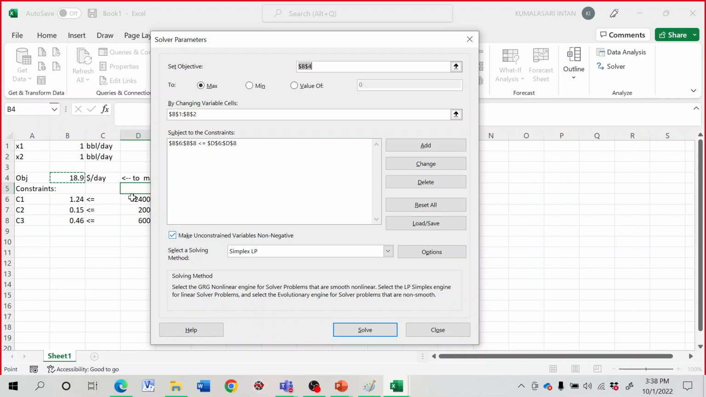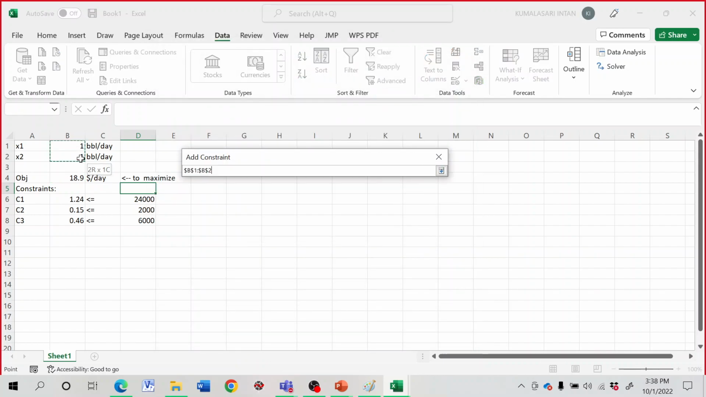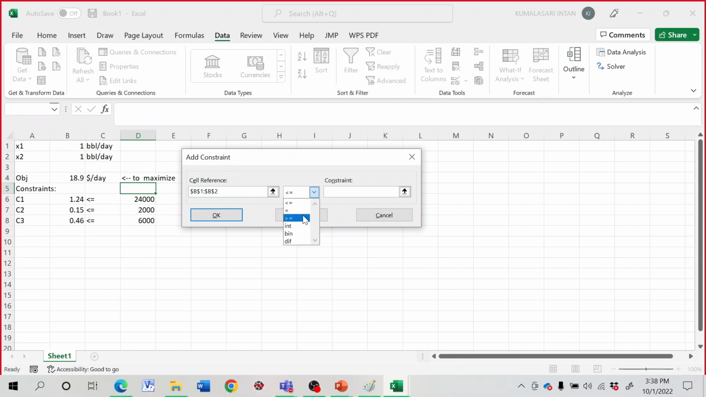And then we know that x1 and x2 are positive variables. In this case, the option "Make Unconstrained Variables Non-Negative" is ticked automatically by default. But you could also say something like this: this one has to be bigger than or equal to 0. And then you have many other options as well: equals to integer, binary. This one I don't know.